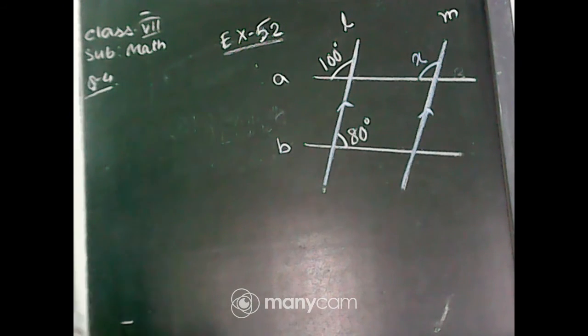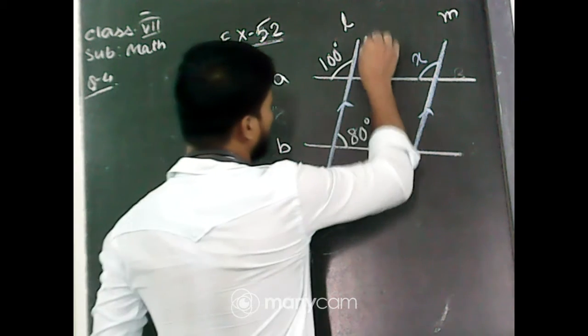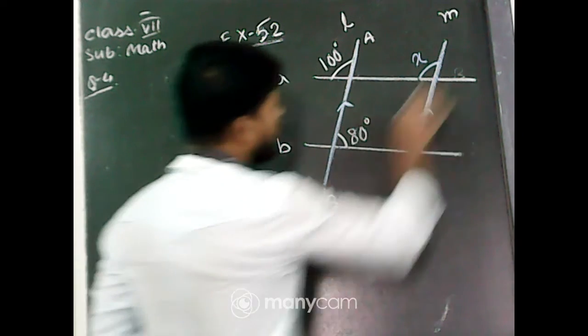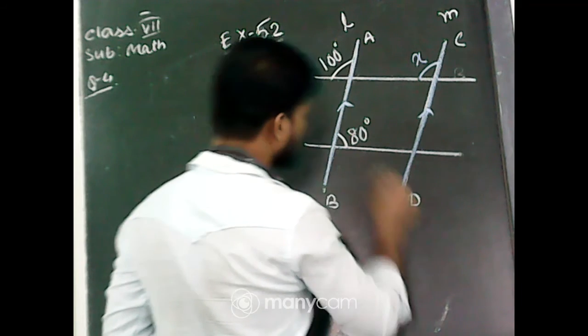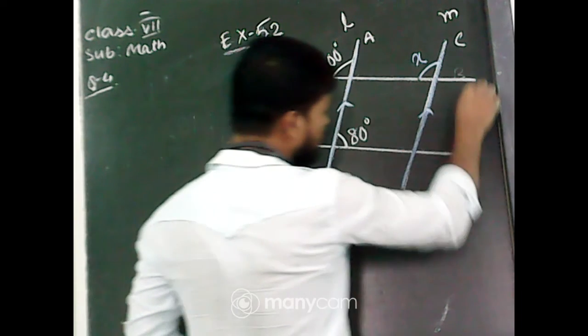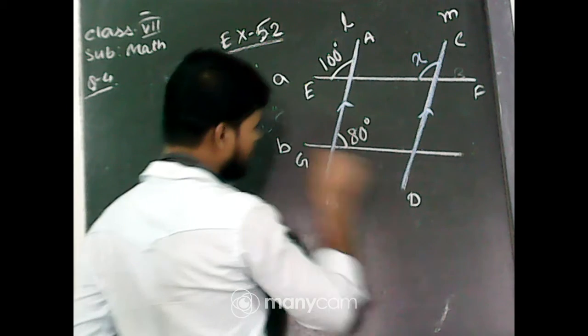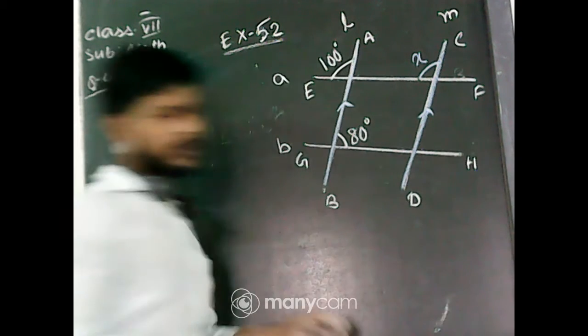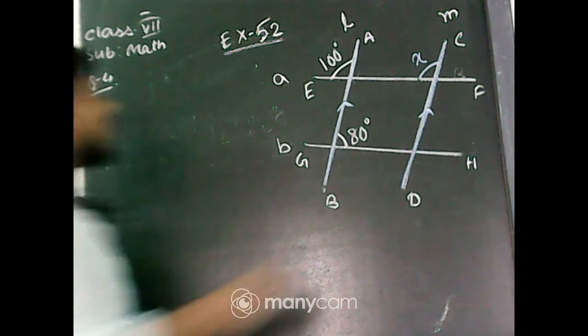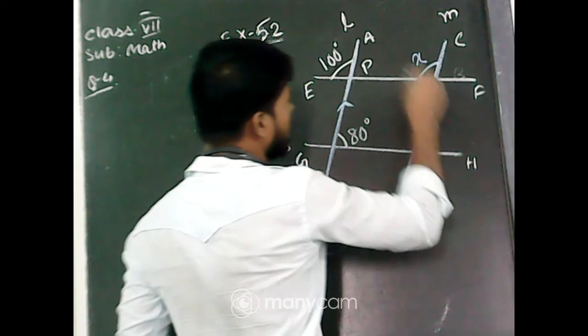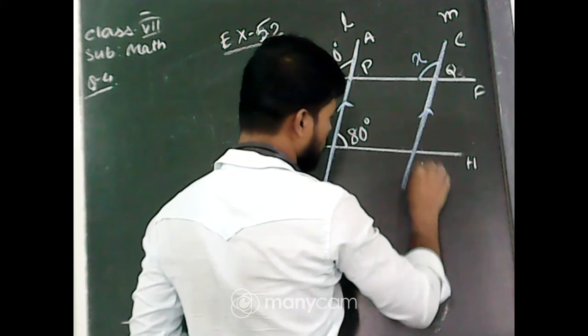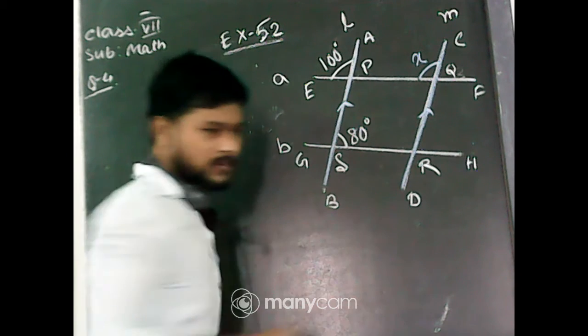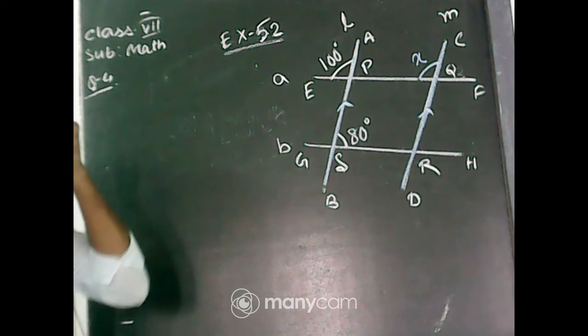Okay, so first let's give names to the lines. Let this be our AB line, this our CD line, this line is EF, and this line is GH, and the points where those lines intersect each other are P, Q, R and S.